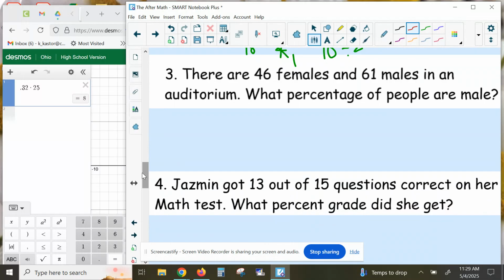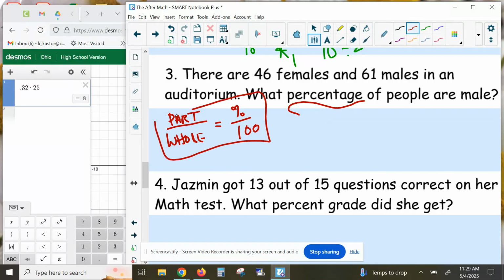Okay, there are 46 females and 6 males in an auditorium. What percentage of people are male? So if we want to know the percentage of people, we always do the part over the whole is basically equal to the percent over 100. So this is like a nice little proportion that helps you remember. If you do the part over the whole equals percent over 100, no matter which piece you have, you could put it in the spot, and then you could remember if you should be dividing or multiplying or what exactly should be happening.